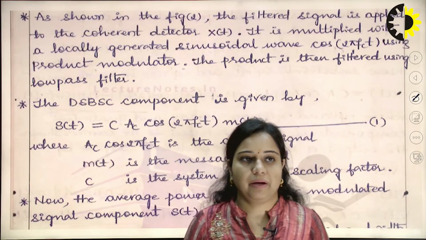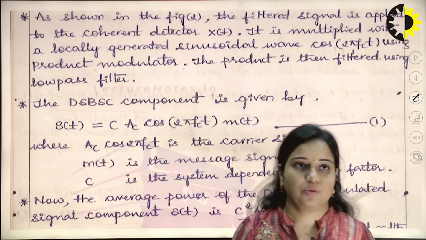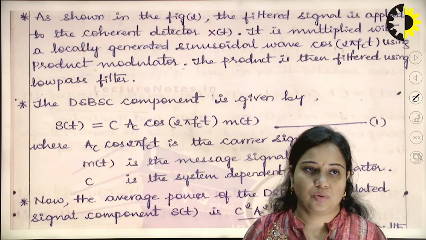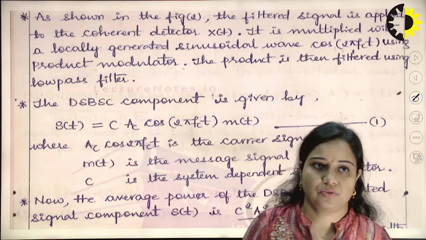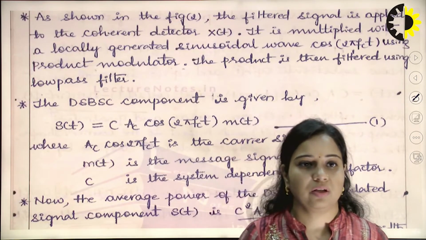It is multiplied with a locally generated sinusoidal wave, that is cos omega_c t, using a product modulator. The product is then filtered using a low pass filter. So, basically this is some theory that is related to the previous diagram. Now we are going to derive the expression.